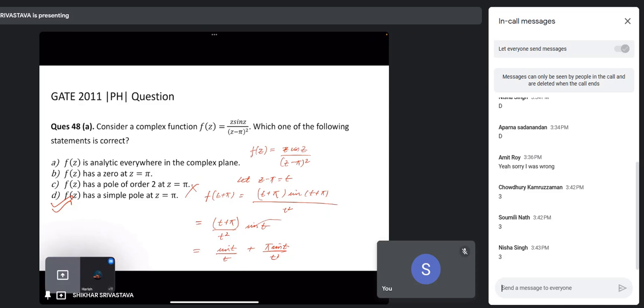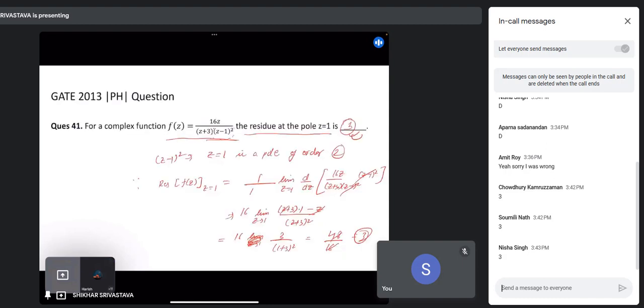Sir, will we use the Laurent series only when there is some trigonometric function in the function, right? Right. Generally, whenever you have some trigonometric function, you use the Laurent series. It is easier to solve. Yes, sir.